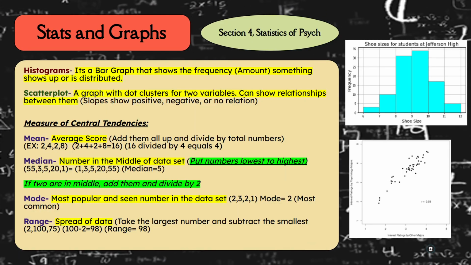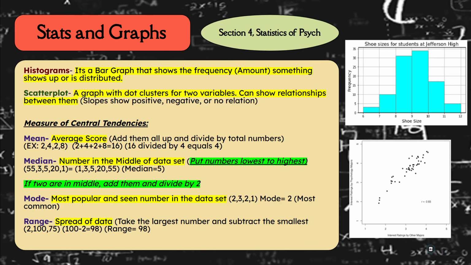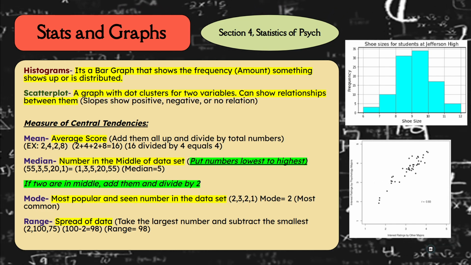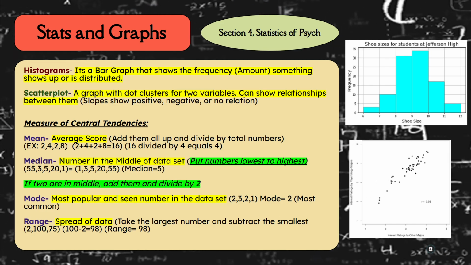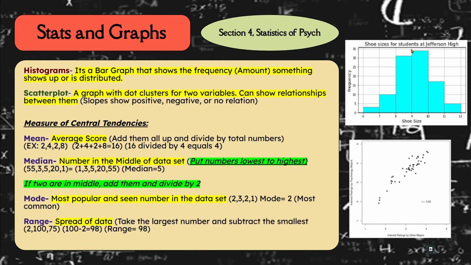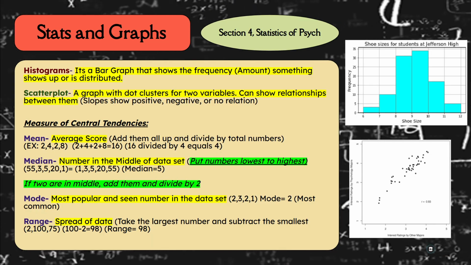Mode is the most popular number. So if you see 2 eight times in a data set, and that's the highest amount of any number that you see, then 2 would be your mode. Another way to look at that is on the histogram, the highest bar graph. So for example, I believe this one would be 10 and 9. Those would be your modes because it's the highest frequency. Basically it's the most common number that you can find.